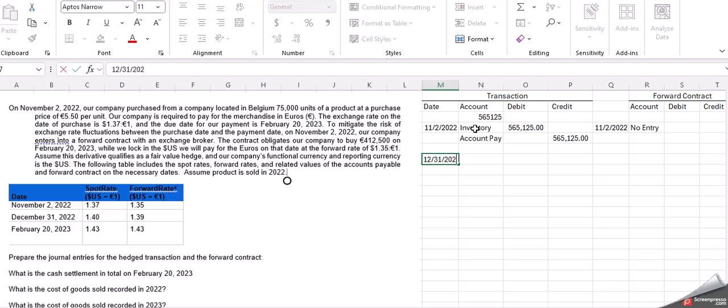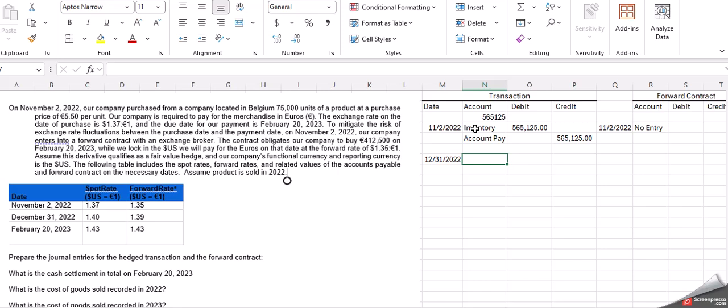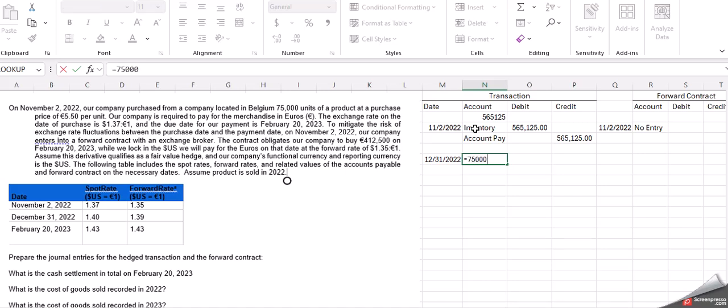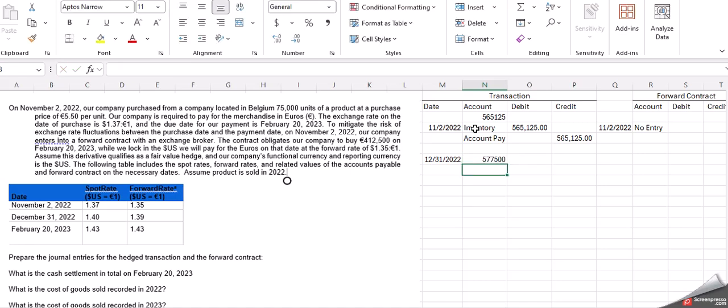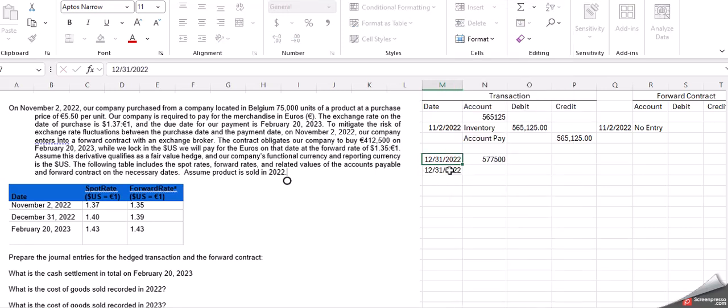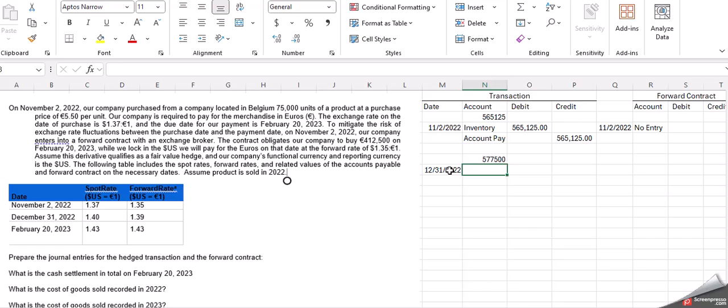Then we get to the end of the year and we want to double check our values and say, okay, what do we really owe on this accounts payable? So again, watch my formula. Now it's up to $1.40. So I'm still having to pay for the 75,000 units at the €5.50 per unit, and now my exchange rate is up to $1.40. So now I owe $577,500. So then my accounts payable balance goes up.